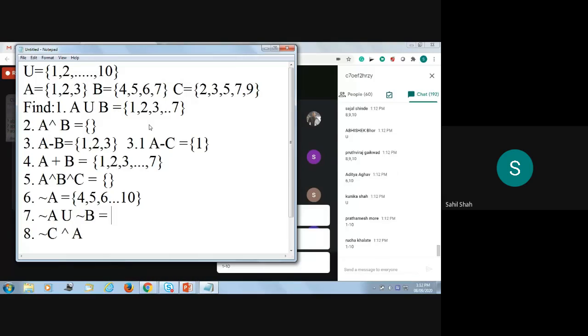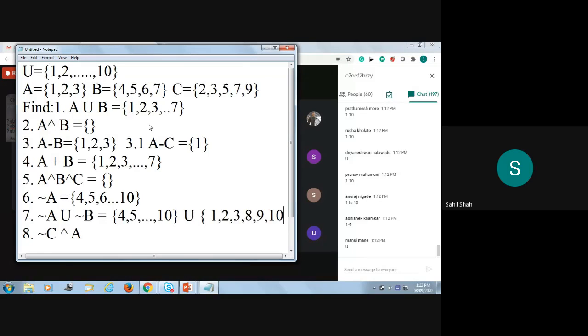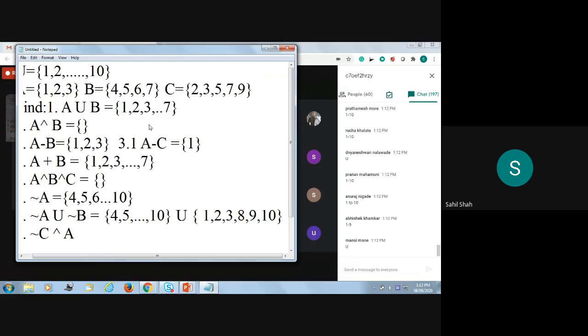So let us go step by step. How it comes 1 to 10, let me explain. What is the negation of A? Negation of A is elements from 4, 5 up to 10. Is it fine? We will not take 1, 2, 3 for negation of A. Whole union with negation of B: those elements which are not present in B, but those are available in U. So which are those elements? I will have 1, 2, 3, then I will have 8, 9, and 10. Am I clear? These are the negation values of A as well as B.